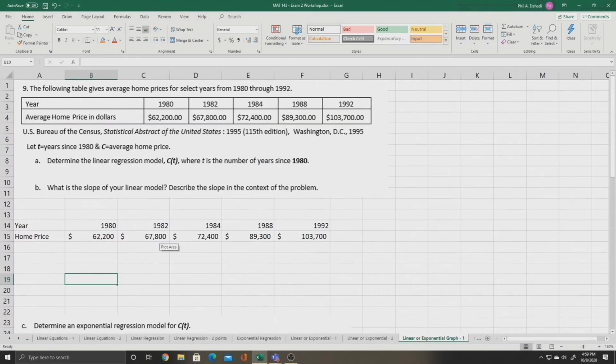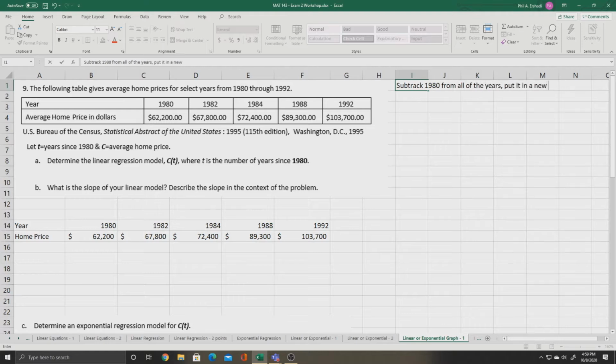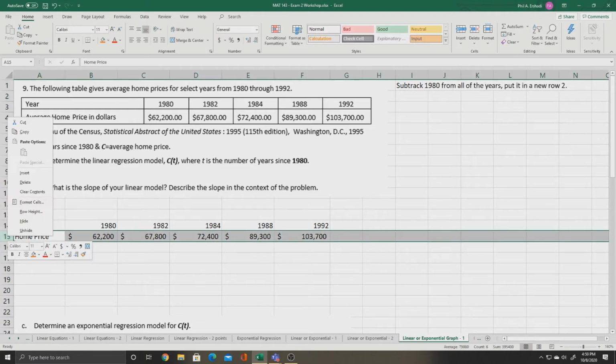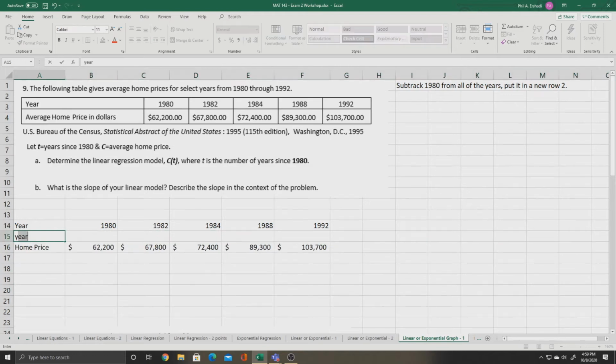All right. So we are given home prices from the years 1980 to 1992, and they ask us to first find a linear regression based on the years since 1980. Now, just like last time, we have to insert a new second row where we subtract 1980 from all the years. So we right-click here, insert, and we put years since 1980. And in this box, we take whatever number is above minus 1980.